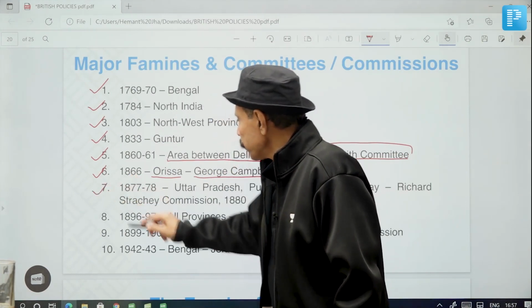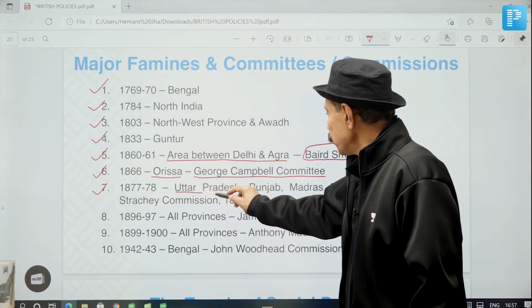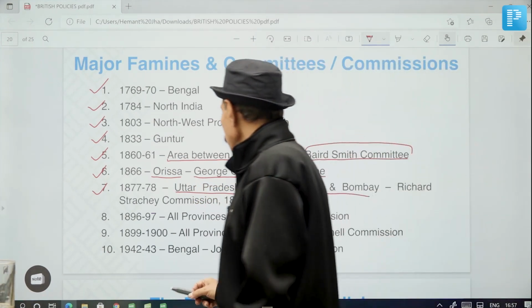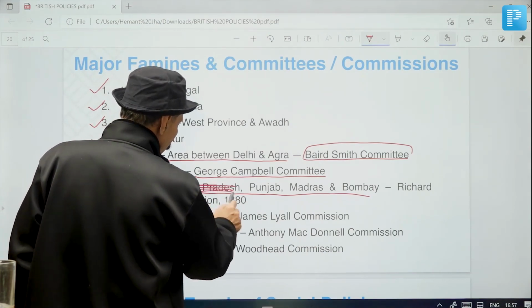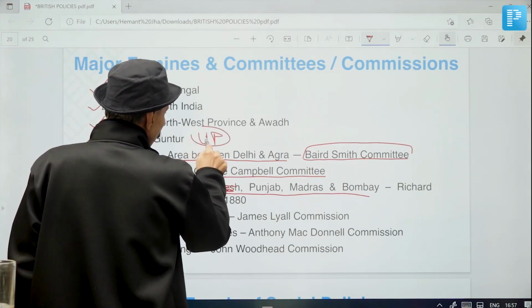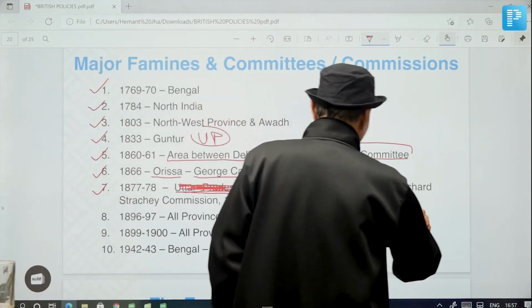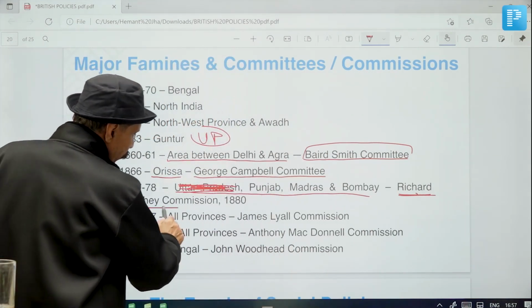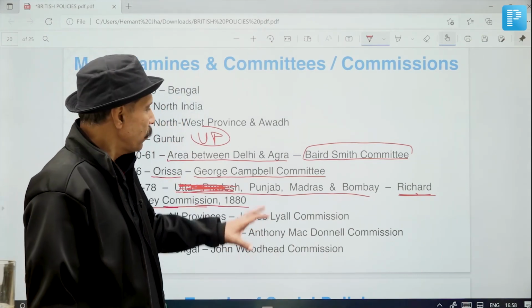Next, seventh, famine in 1877-78 in many provinces, Uttar Pradesh, Punjab, Madras, Bombay. Sorry, this shouldn't be Uttar Pradesh, this should be United Provinces. By mistake, there should be UP. During those days, there was no Uttar Pradesh, there was United Provinces. And a committee, rather a commission was formed, that was Richard Strachey Commission in 1880. This was the most important commission formed till now.